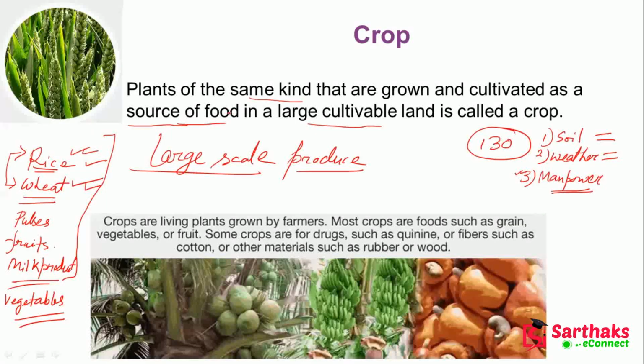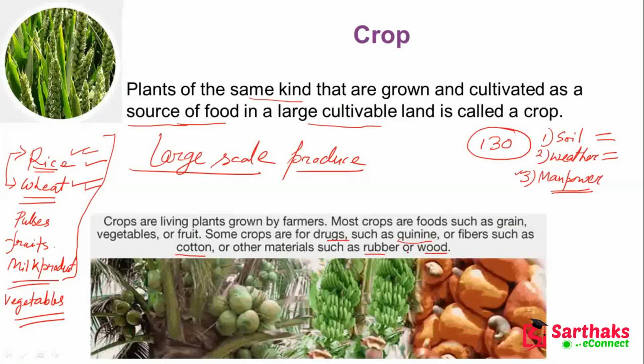Quinine. We are growing eucalyptus plant in a large area. We are growing it for drug, right? Quinine. We require this. Fibers like cotton, right? Your pillow that is made up of this cotton. Sometimes we are making some of our clothes also using this cotton. So other materials like rubber, right? And wood. Okay. So these things we require in our daily life.